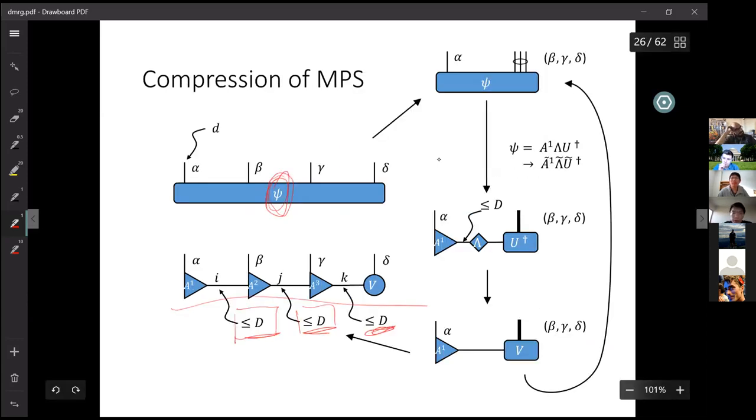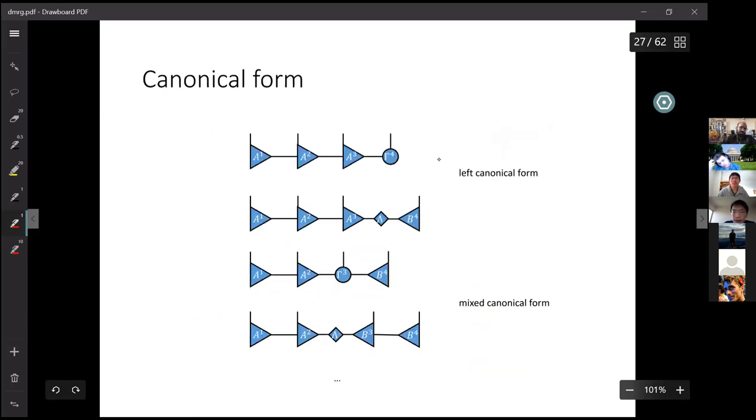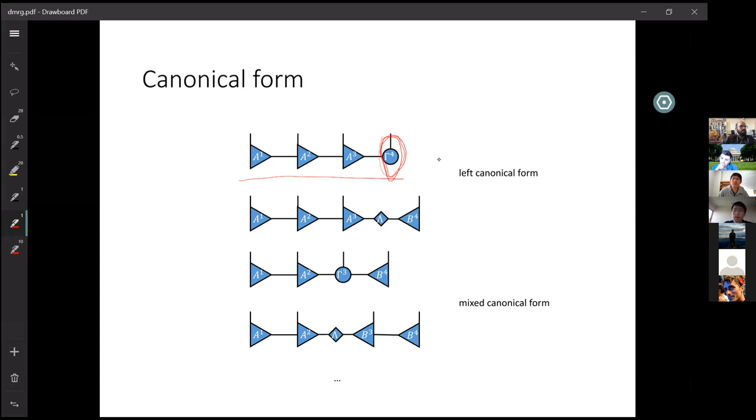Okay, so this structure is actually called canonical form. In fact, this is called the left canonical form, because all the tensors to the left are in this unitary triangular tensor form, and this one can be anything. And you can also have other canonical forms, called the mixed canonical form or right canonical form. You do this by shifting what we call the gauging center, or canonical center. We just shift this circle tensor to the left.